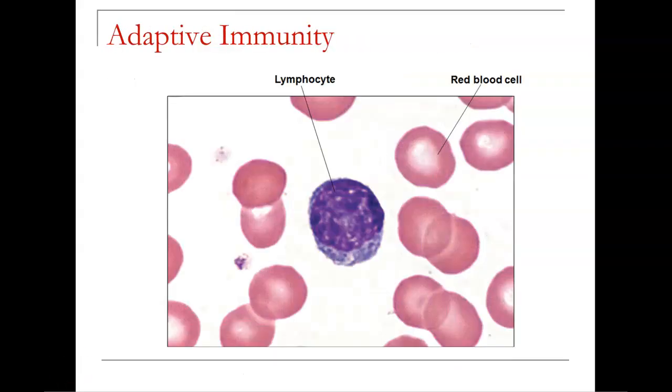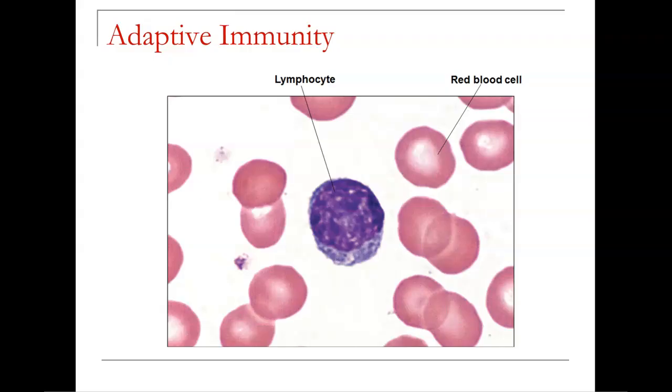Now we're moving from innate immunity over to adaptive immunity. Adaptive immunity is going to be the body's ability to recognize and defend itself against distinct invaders and their products. Before, the body was just defending itself against whatever came in. This is actually going to adapt according to what it's being invaded by.